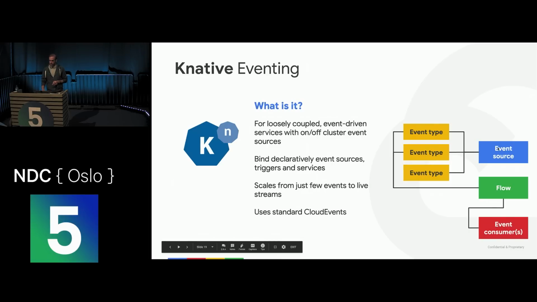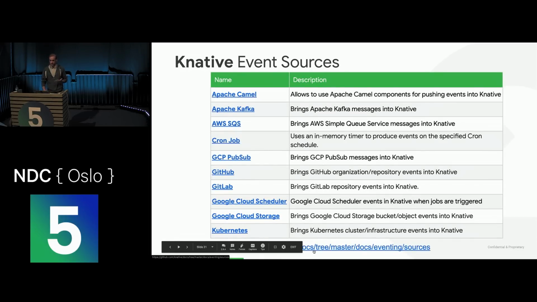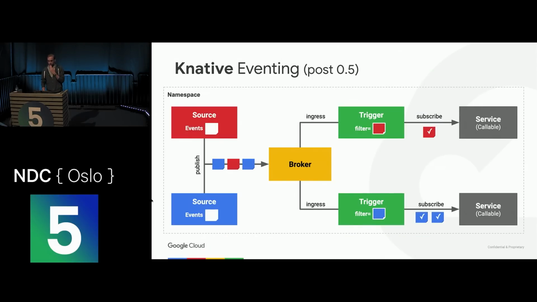And the event sources are basically a full list of things. This is not the full list. The full list is here. But you can listen to things like Apache Kafka, Google Cloud PubSub messages, GitHub messages, Google Cloud Storage messages, and Kubernetes events. So there's a lot of things that you can listen to, and you can write your own listener if you want. But in the end, this is how it works.